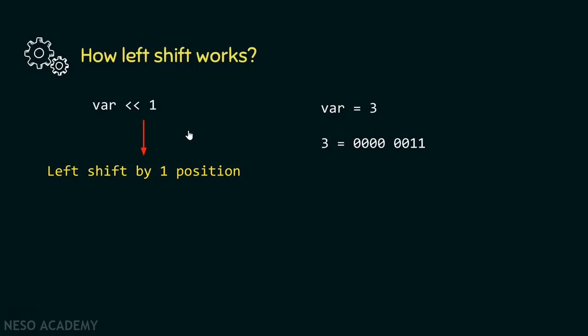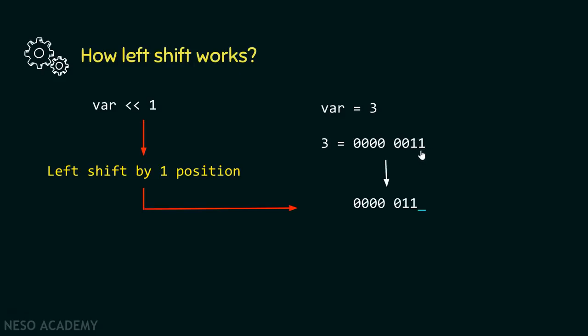Therefore, it will left shift the bits of this number by one position, right? So what would be the result? After the left shift, the result looks like this. This whole binary number will get shifted towards the left by one position. As this whole number shifts towards the left, this bit gets truncated. After that, this bit will shift towards this position, this bit towards this position, and so on, and finally this bit will shift towards this position.